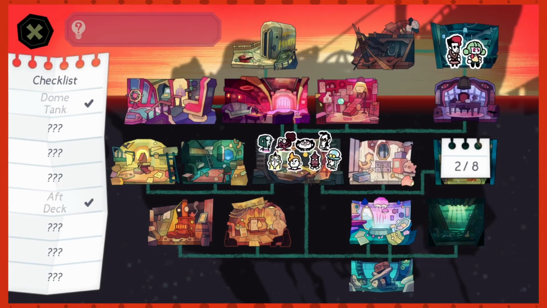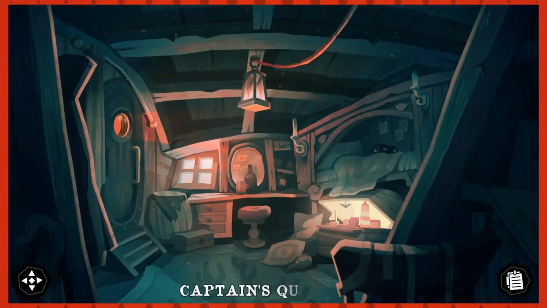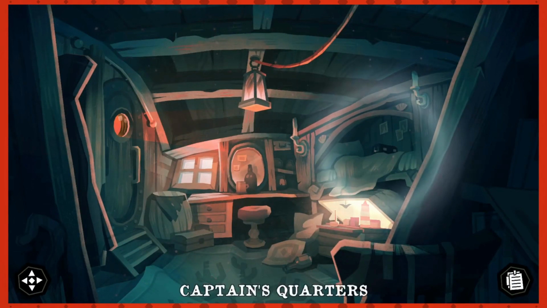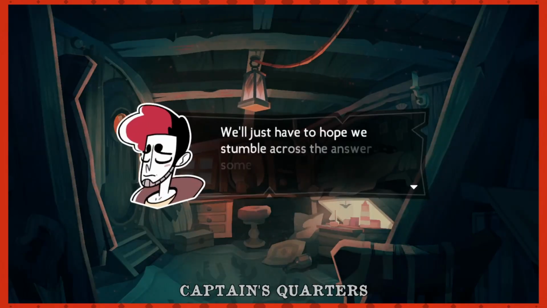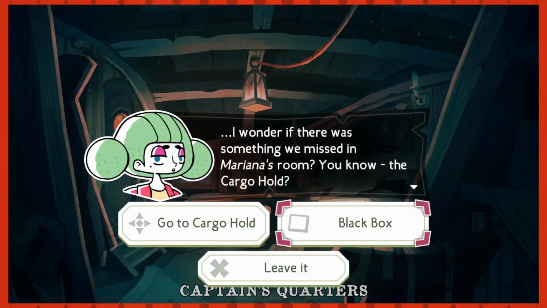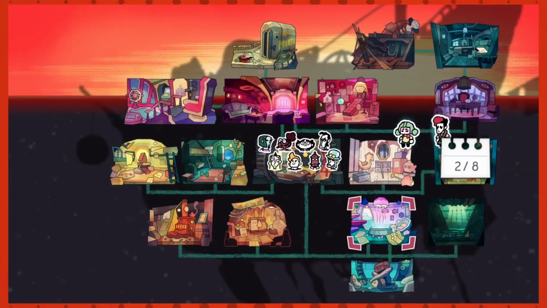Dome tank. Aft deck. What do you want us to check now? Oh, okay. Thank you for the blatant hint. Open. We'll just have to hope we stumble across it. I wonder if there was something we missed in Mariana's room. You know, the cargo hold? Apparently there was. So we're gonna go there.